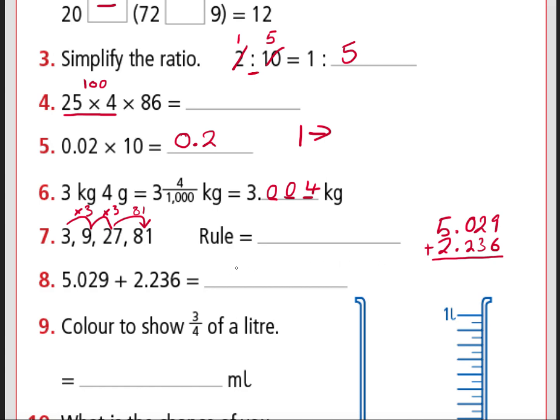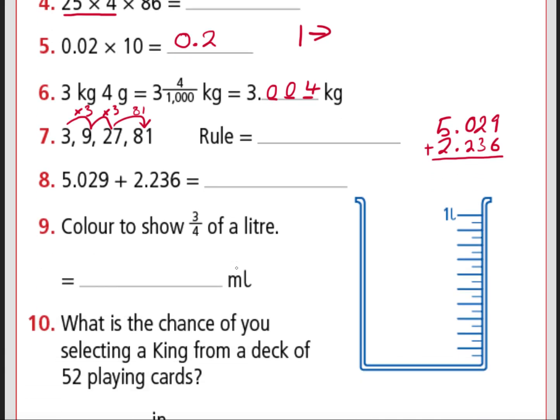Okay. Number 9, we have to colour to show 3/4 of a litre.